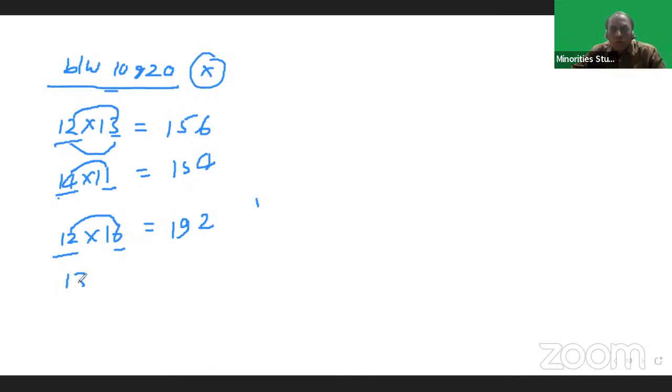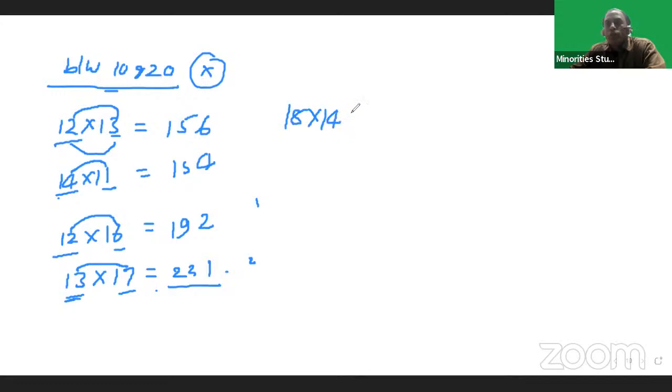Example: 13 into 17. Find the product of the two unit digits. 7 into 3 is 21. 13 plus 7 is 20. 20 plus 2 is 22.